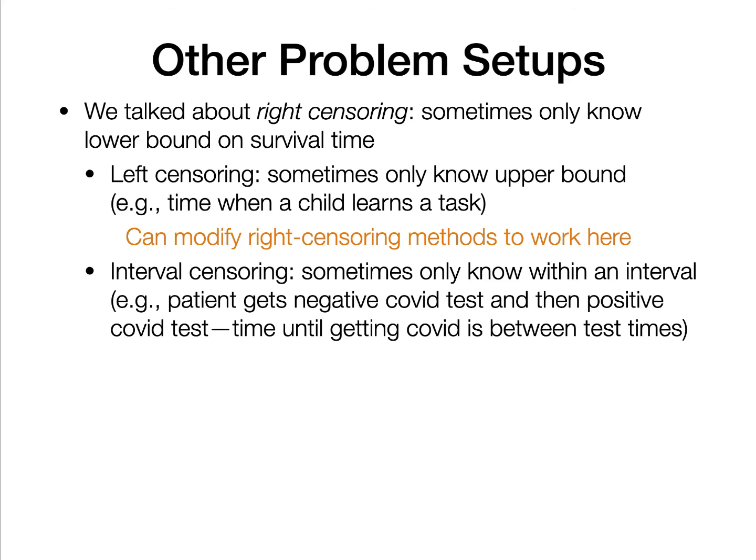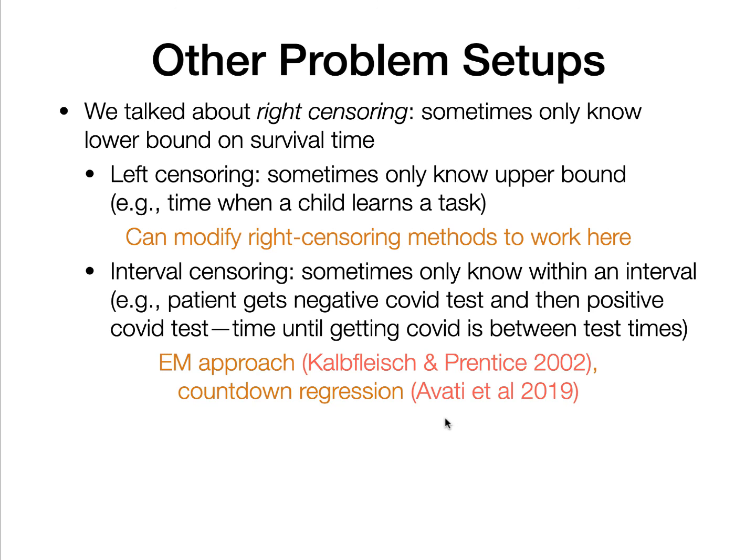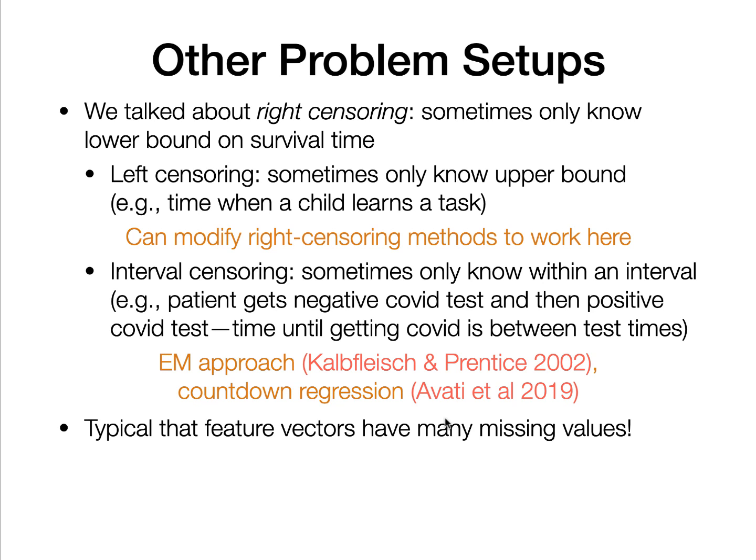Also commonly, you might have something called interval censoring. This is where you know that the critical event happened within an interval, but you don't know exactly when in that interval. So for example, a patient gets a negative COVID test and then gets a positive COVID test, then you can say, well, time until getting COVID is within an interval. But we don't know the exact time. So yeah, I'll just say there are some methods for dealing with this.